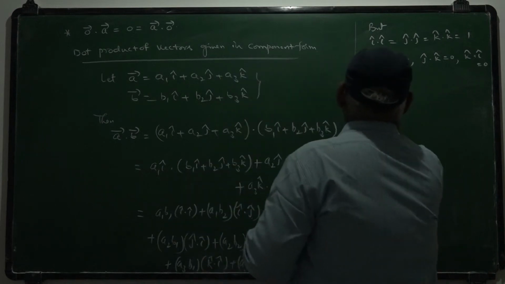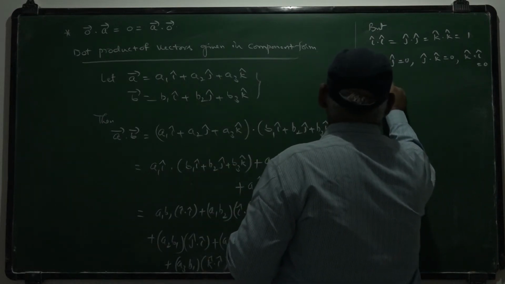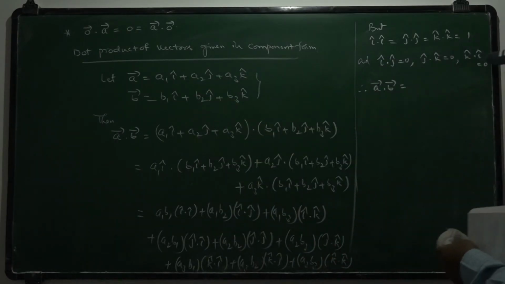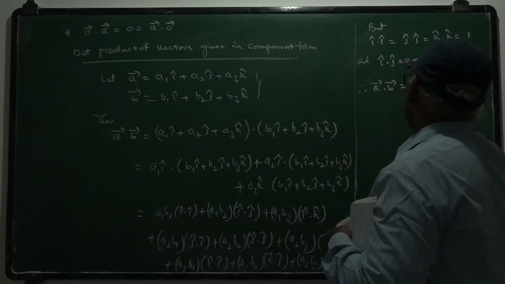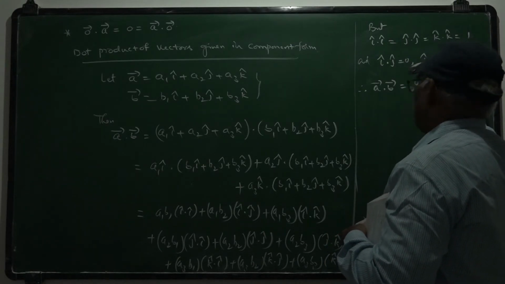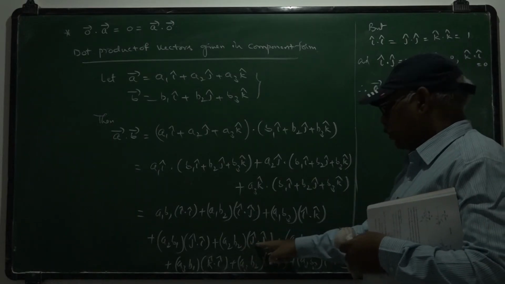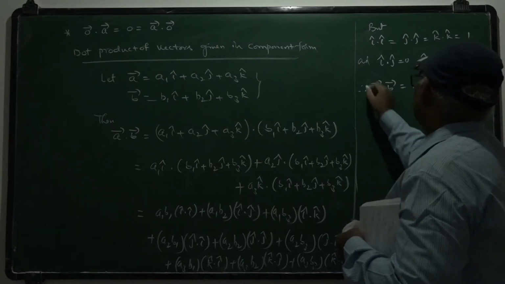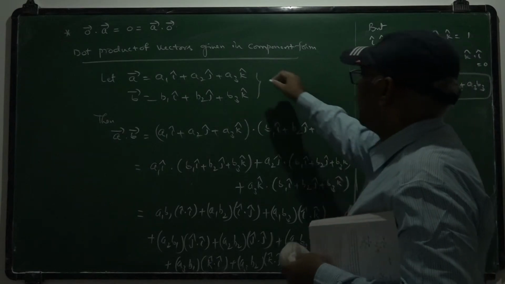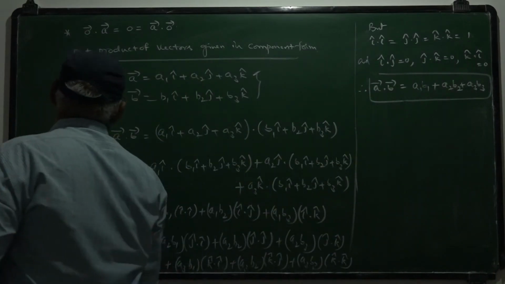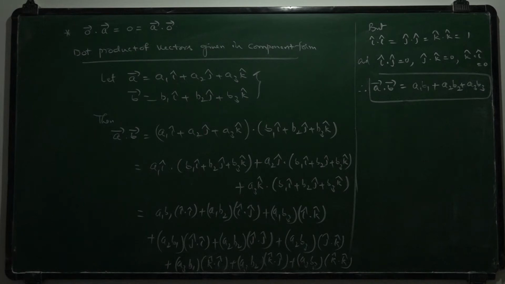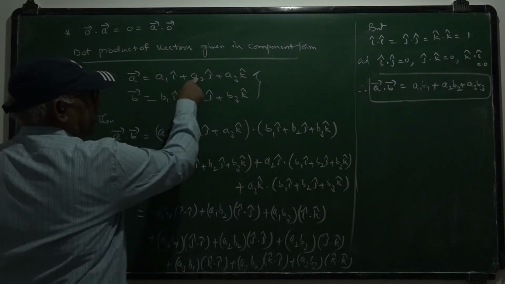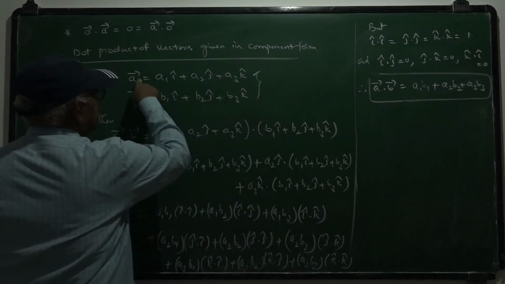Therefore, here A bar dot B bar, once A bar and B bar are given in their component forms, is A1 B1 plus A2 B2 into 1 plus A3 B3 itself. If A bar is A1 I plus A2 J plus A3 K, and B bar is B1 I plus B2 J plus B3 K, simply multiply these components, A1 B1 plus A2 B2 plus A3 B3, which gives us the dot product of these two vectors.